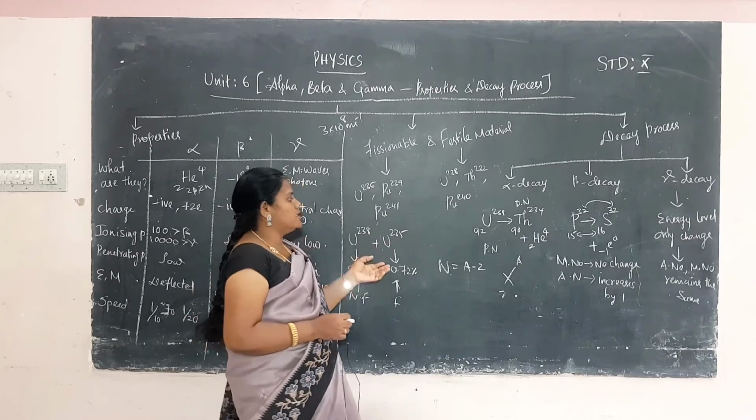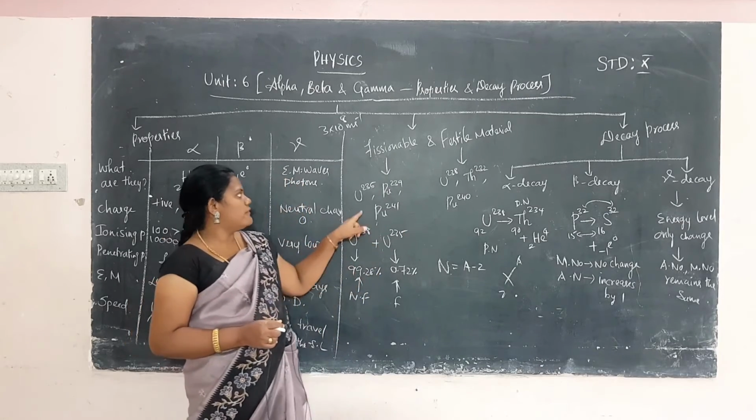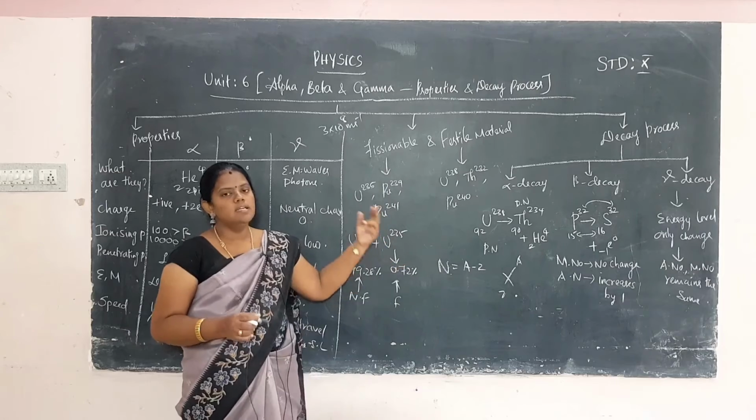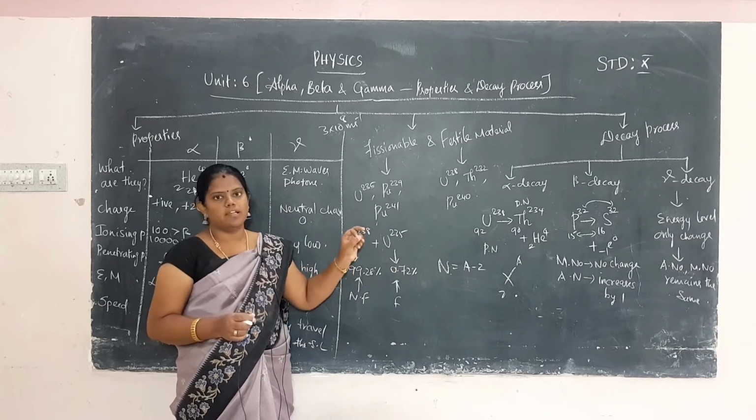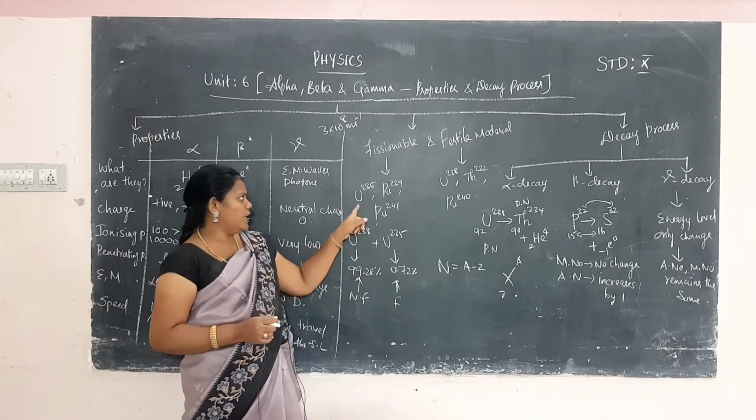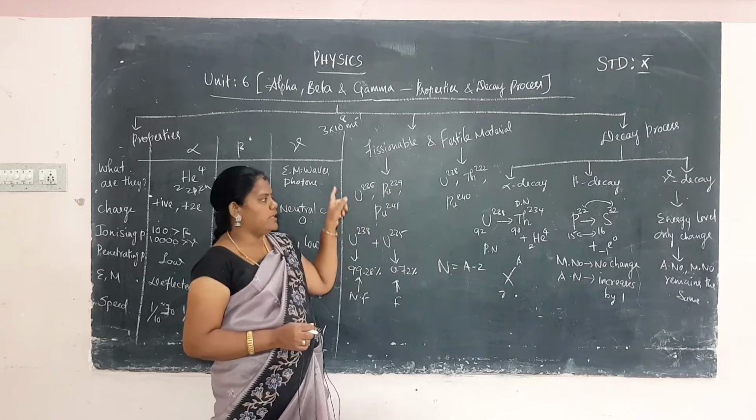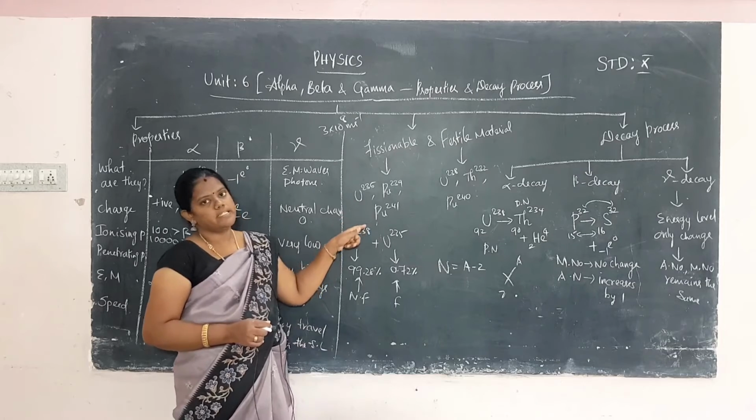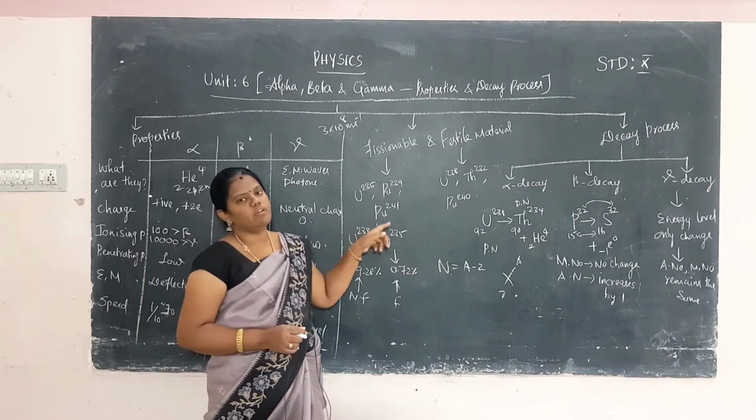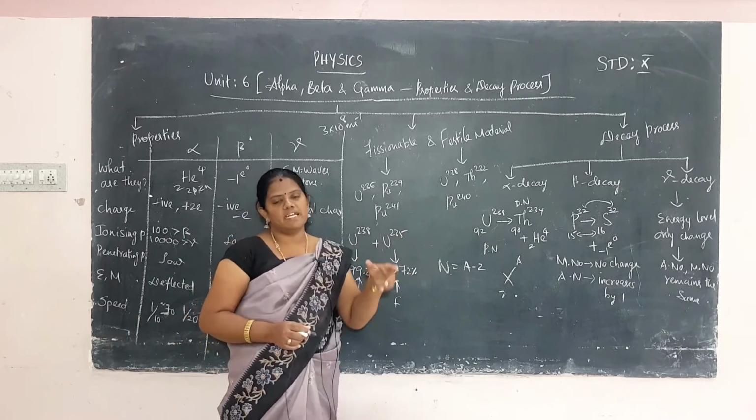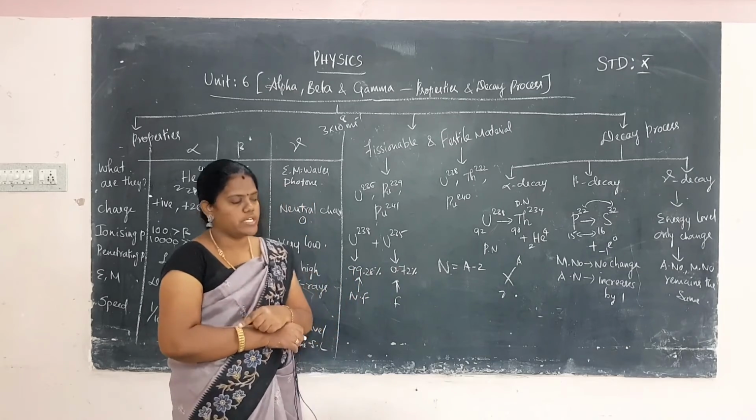Some examples are there. First, fissionable material. Fissionable material is also called fissile material. Uranium 235, plutonium 239 and plutonium 241 are all fissionable materials. They easily undergo nuclear fission; they easily participate and are involved in nuclear fission reactions.